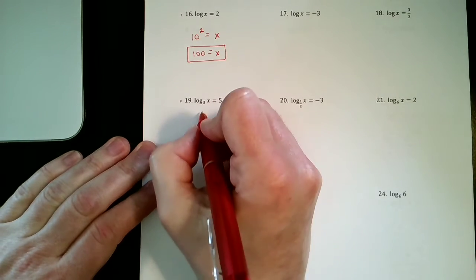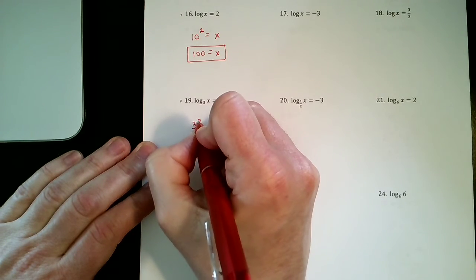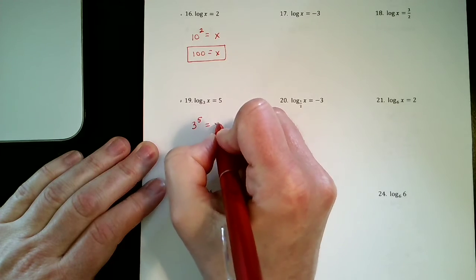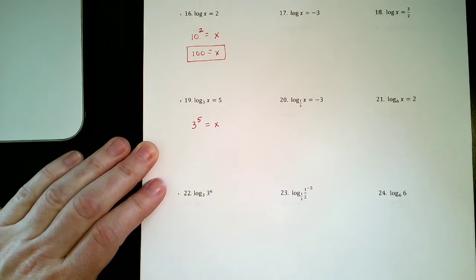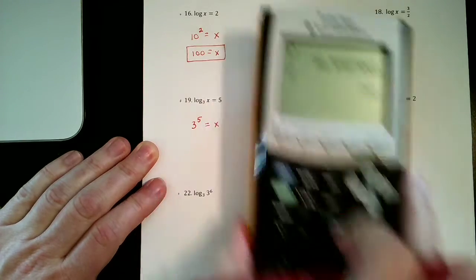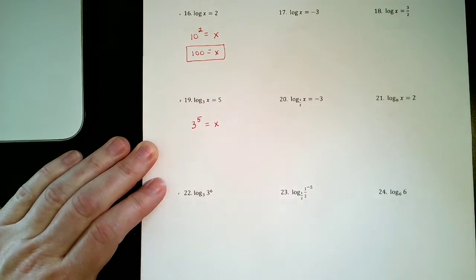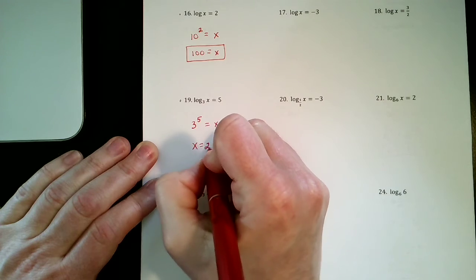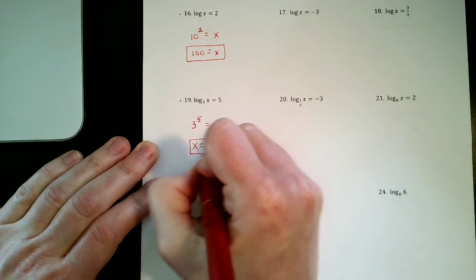Number 19. Base is 3. Exponent's 5, so 3 to the 5th equals x. Do you happen to remember what 3 to the 5th is? I believe it's 243. 3 to the 5th, yep, 240. Whoops, there it is, 243. So x is equal to 243.